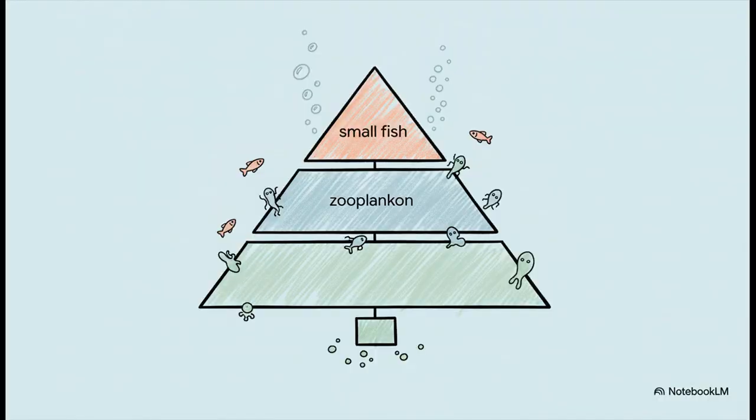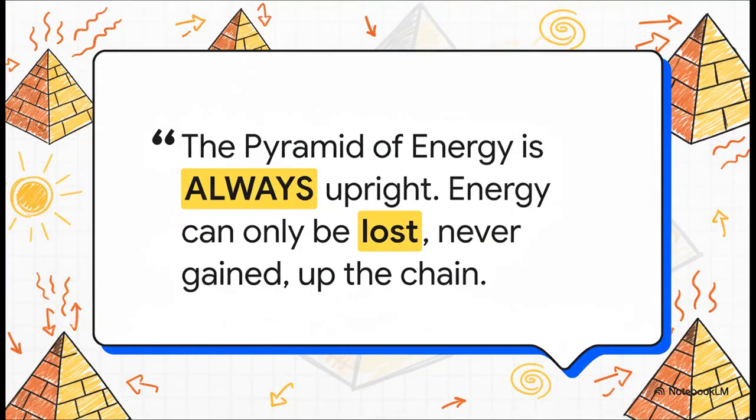But of course, nature loves to throw a curveball. The pyramid of biomass can sometimes be inverted, flipped upside down. So how is that even possible? Well, in an aquatic ecosystem, the producers are these tiny things called phytoplankton, and they reproduce and get eaten so incredibly fast that at any one moment, their total weight is actually less than the weight of the zooplankton that are eating them.